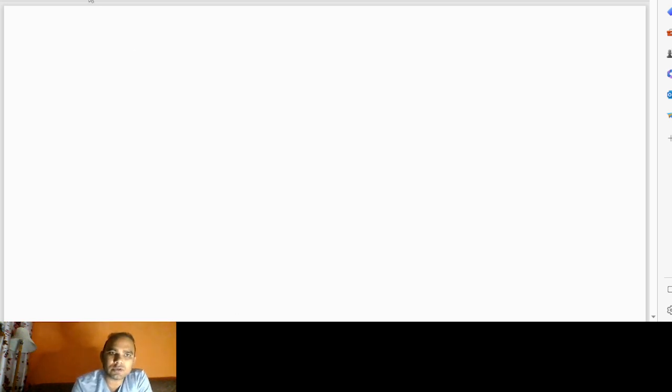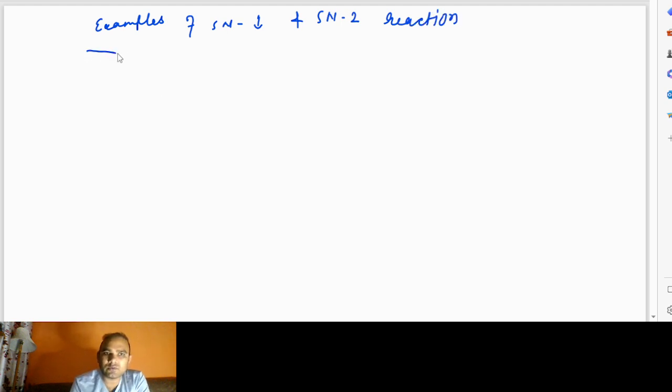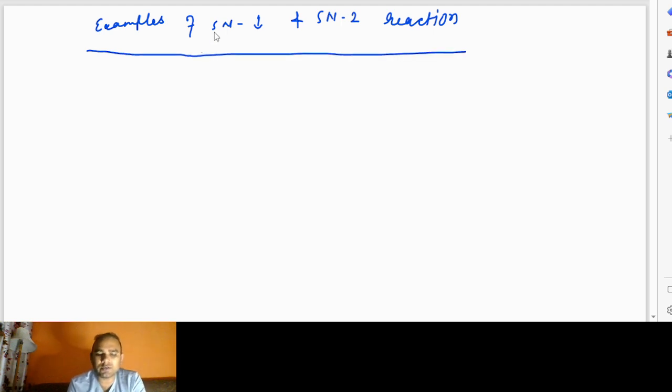Examples of SN1 and SN2 reactions. In the last video I already explained to you, students, the difference between SN1 and SN2. I told you that the SN1 reaction gets completed in two steps, while the SN2 reaction gets completed in a single step. These things we already did in the last class.